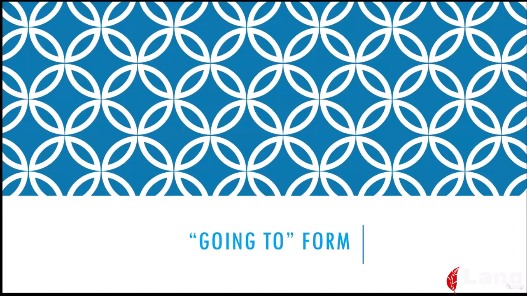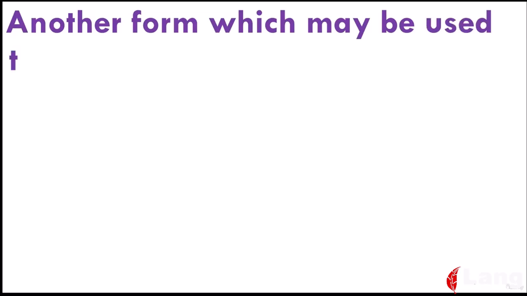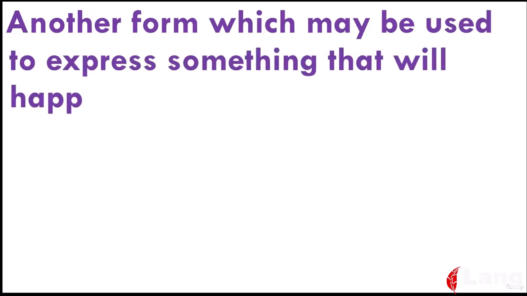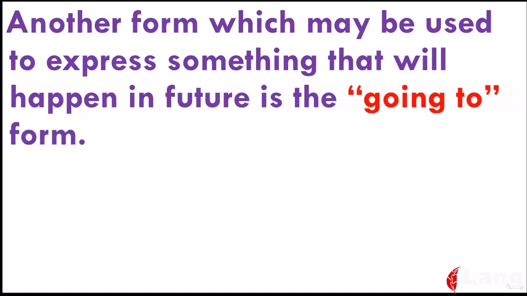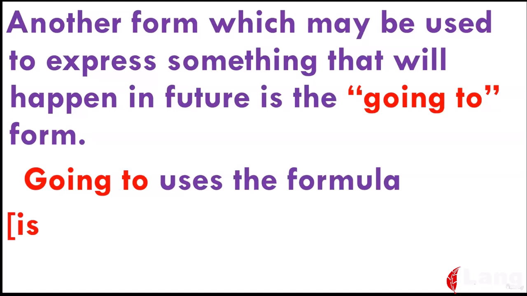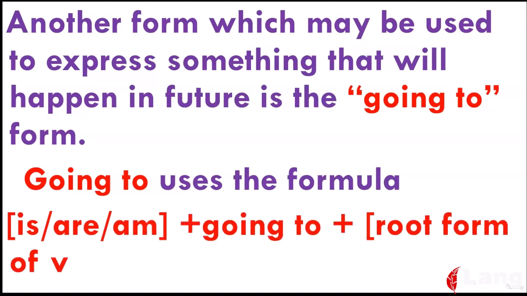This lesson covers the going to form. In the last lesson, we discussed the simple future tense. Another form which may be used to express something that will happen in future is the going to form. Going to form uses the formula is or are or am plus going to plus root form of the verb.